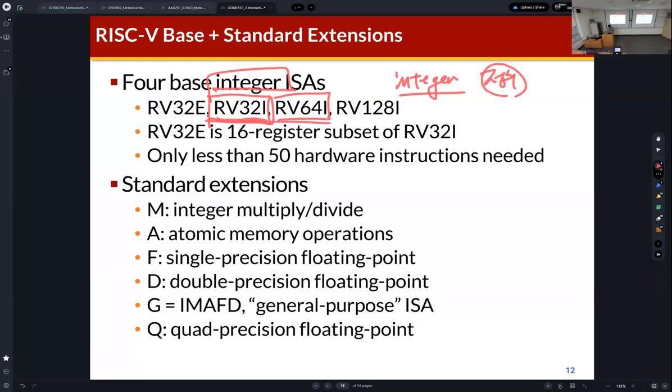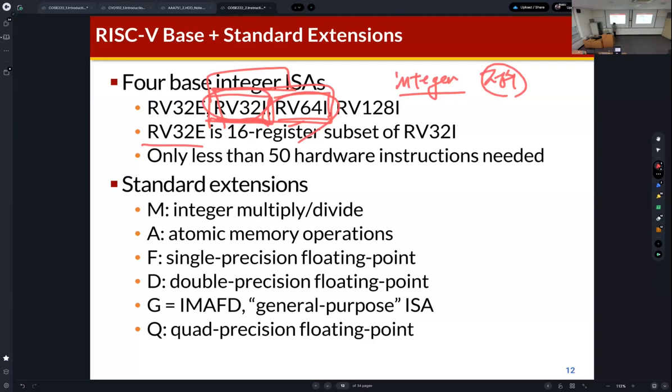RV32I is a popular base integer ISA for RISC-V. RISC-V also supports RV32E, where the number of registers is just 16. But actually, the default instruction set is RV32I for 32-bit computer systems, and then RV64I for 64-bit computer systems.